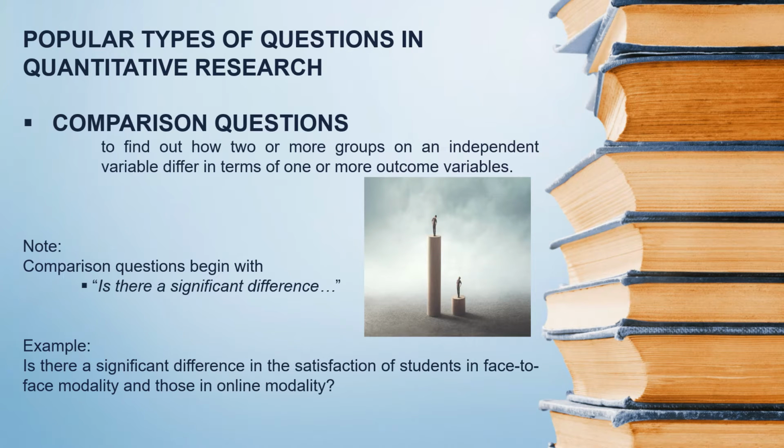Finally, researchers may ask a comparison question to determine if two or more groups on an independent variable differ in terms of one or more outcome variables. Comparison questions are used in experimental studies where the researcher provides some intervention to one group called the experimental group and withhold it from the second group called the control group. Take note, comparison questions begin with, is there a significant difference?